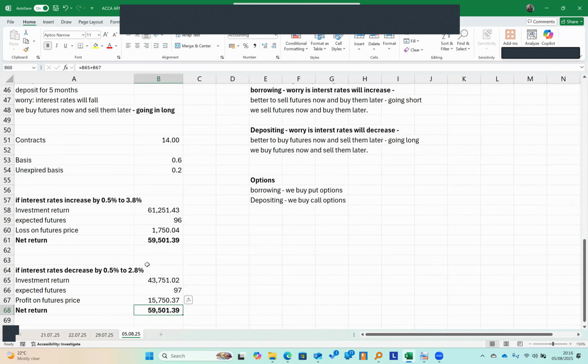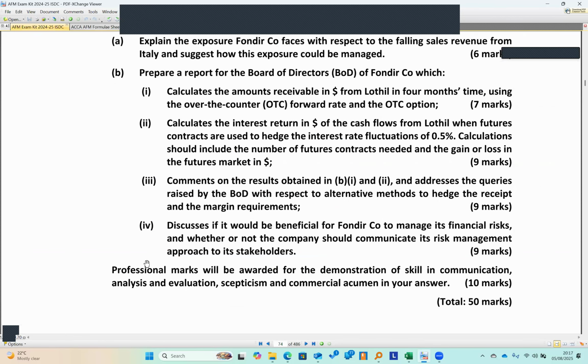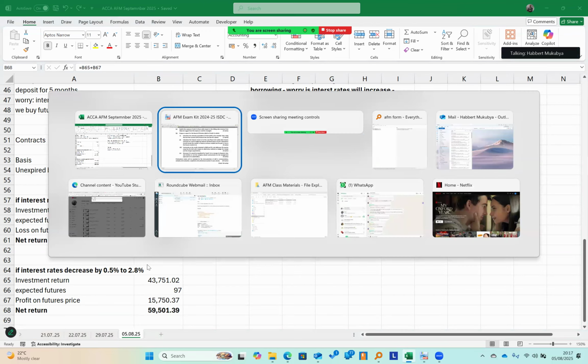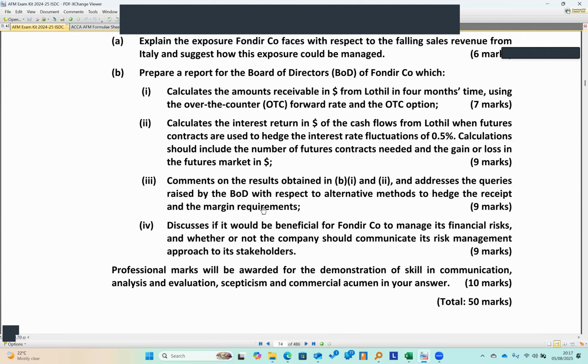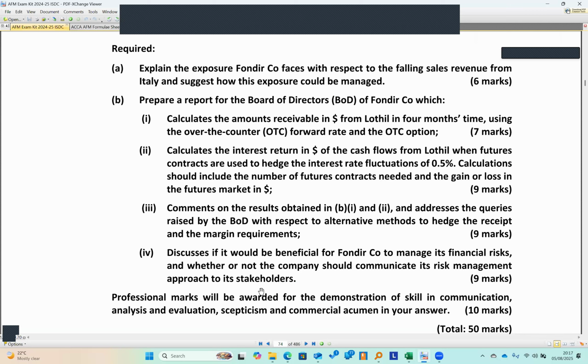However, it is assuming that the basis diminishes to zero as they reach maturity of the futures contract, which is not very correct. Also, it has assumed that there is no margin call, which is something they told us in the question in the exam, and they are going to ask us to discuss it here.